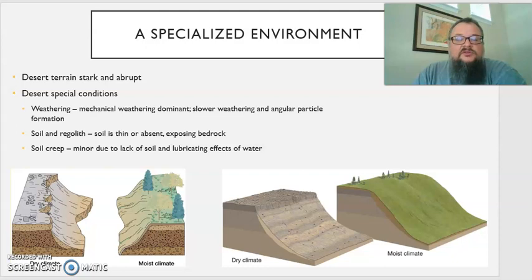Regolith is also missing in a lot of desert environments. Remember that regolith is bedrock that is in the process of breaking down into soil, but it's not soil yet. It's partially broken down bedrock that has not completely turned into soil. So if there's not much soil and not much regolith, that means we can see lots and lots of bedrock at the surface, which is unique to deserts.